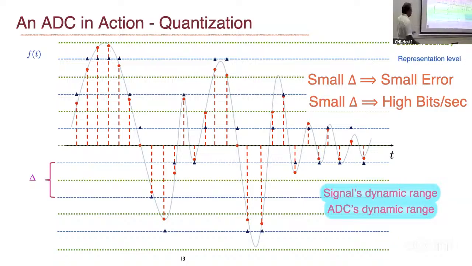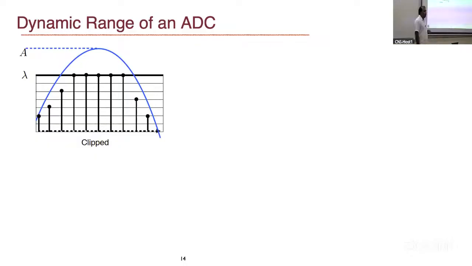So let's try to understand dynamic range. Say the dynamic range of the signal is plus A to minus A, capital A, and the dynamic range of your ADC, the maximum level it can accommodate, is plus lambda to minus lambda. Let's try to understand the dynamic range issue from three different scenarios. This is the first one. Here the signal's dynamic range is much larger than the ADC's dynamic range. All the samples having the same value are essentially clipped. You don't have that information at all.